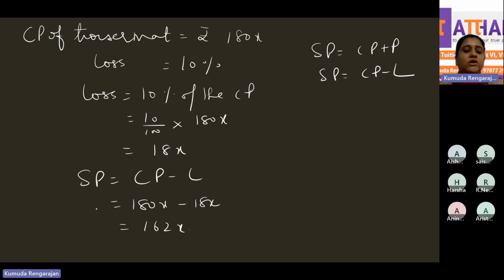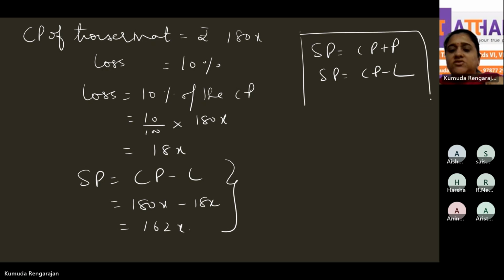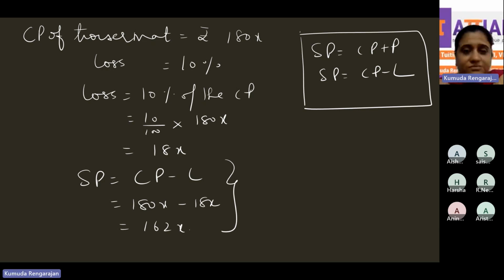The difference will be in only finding the selling price. So you can make a note of these two formulae. Selling price is equal to CP plus profit, or CP minus loss.